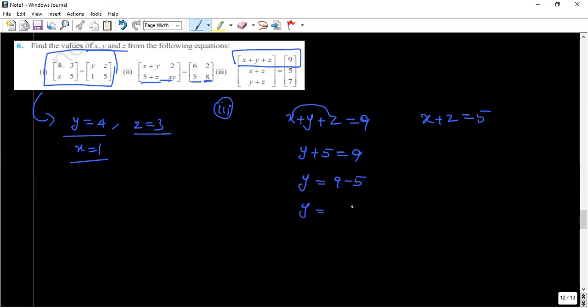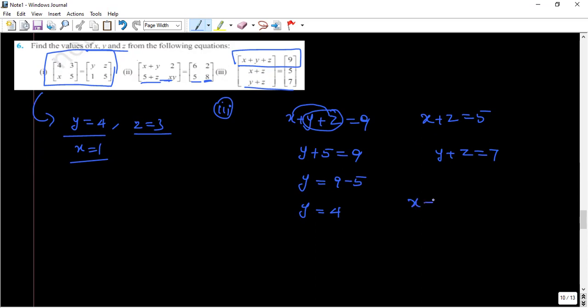The value of y is 9 minus 5, which is nothing but 4. So we got the value of y. At the same time, they gave one more thing: y plus z is 7. You take these two elements, it is 7.